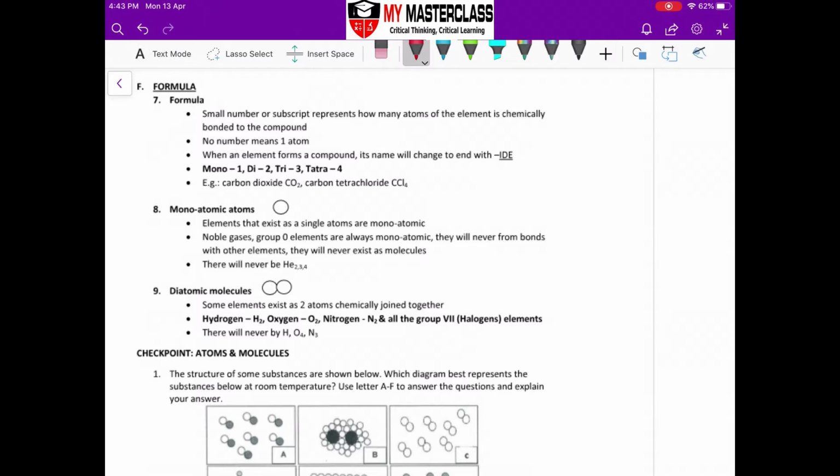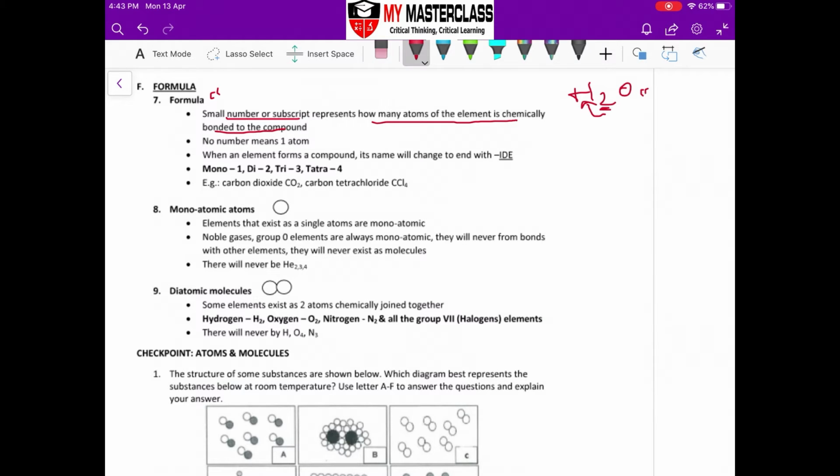Okay, the next part we will be looking at the formulas of the different elements or the different compounds. So formulas: the small number, or the subscript, represents how many atoms of each element are chemically bonded in the compound. So for example, H2O, right, this 2 is the subscript or the small number. What does this represent? This represents that there are 2 hydrogen atoms bonded to 1 oxygen atom.